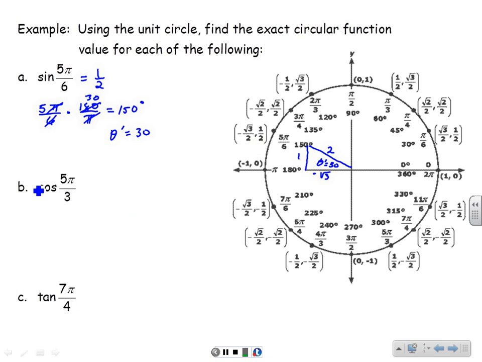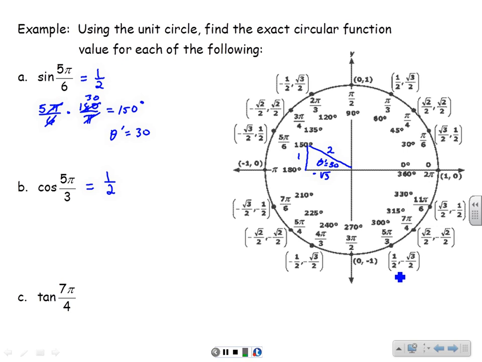So let's look at cosine of 5 pi over 3. 5 pi over 3 is going to be here, so we're at 300 degrees. We're in quadrant 4, cosine is positive, and cosine is your x-coordinate, so it's going to be positive 1/2. So cosine of 5 pi over 3 is 1/2.